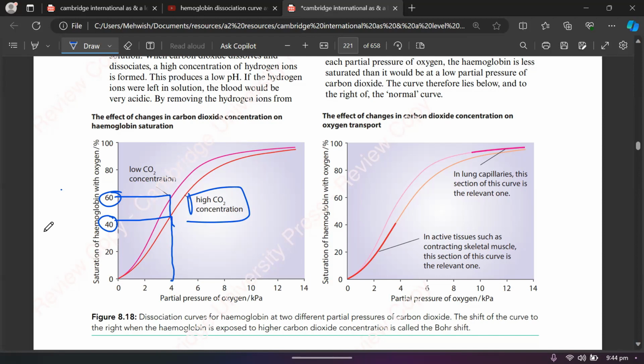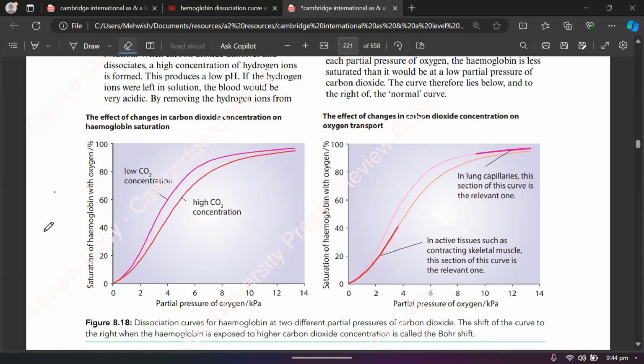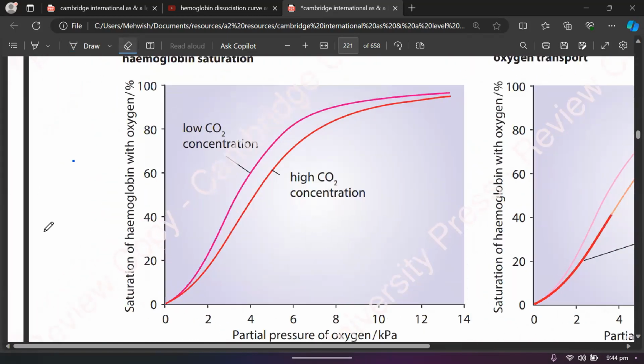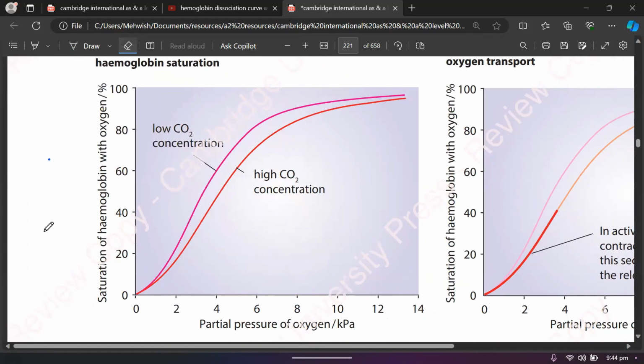What do we mean by the Bohr's shift? Examiners give this question a lot. Cambridge gives this question a lot. They make just one curve, and they don't make the other curve. And they ask you, if the carbon dioxide concentration increases, what will be the change in the curve? You will make it on the right, as it is made here in the graph, right? Can you see that? And this effect is called Bohr's shift.